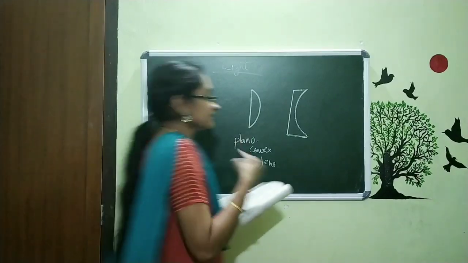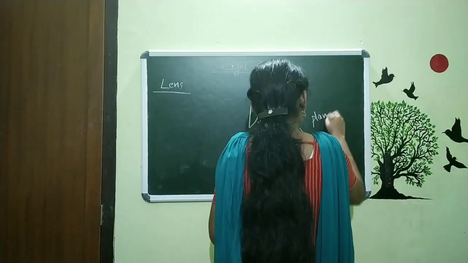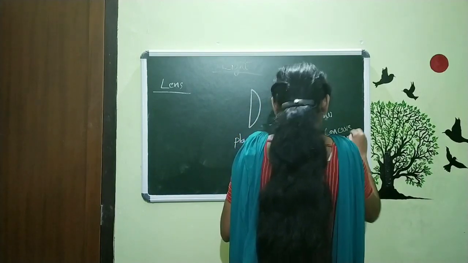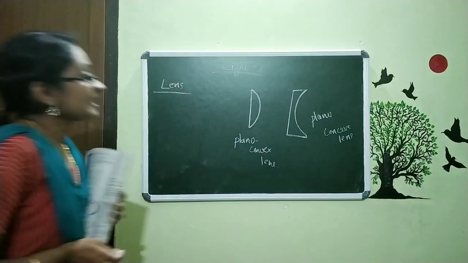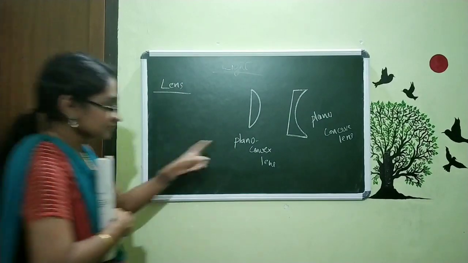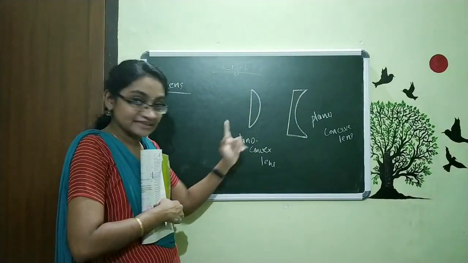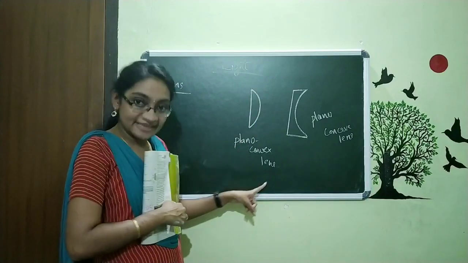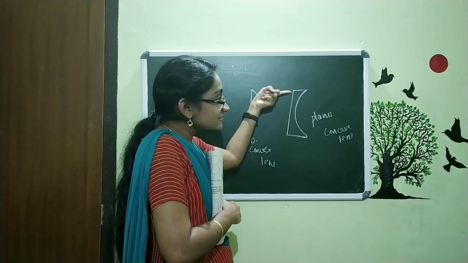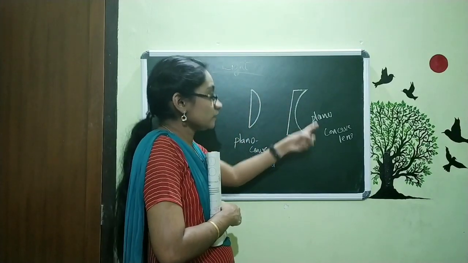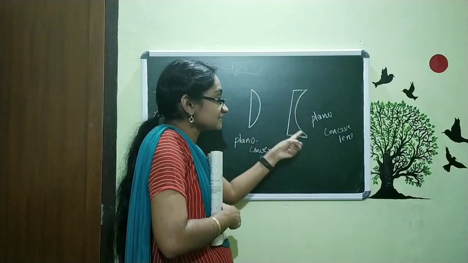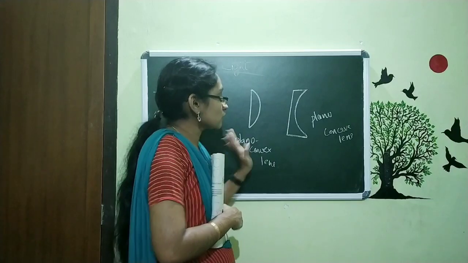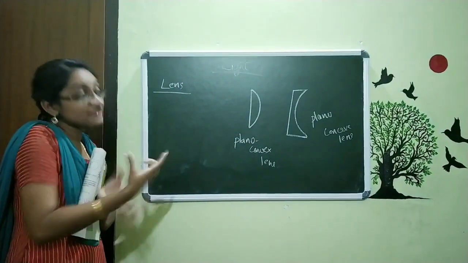Plano-convex lens. And here it is plano-concave lens. Plano-convex lens and plano-concave lens. This plano means one plain side, and the other side is convex, that is why plano-convex lens. And here this is plain, that is plano. This side is concave and this is lens. Plano-convex lens and plano-concave lens. So this is another type of lens.